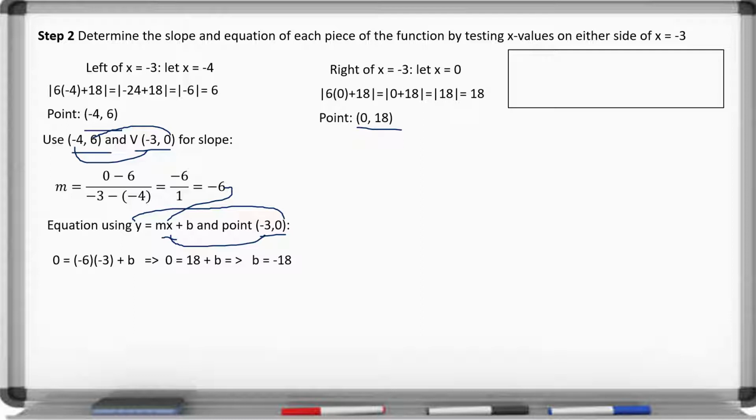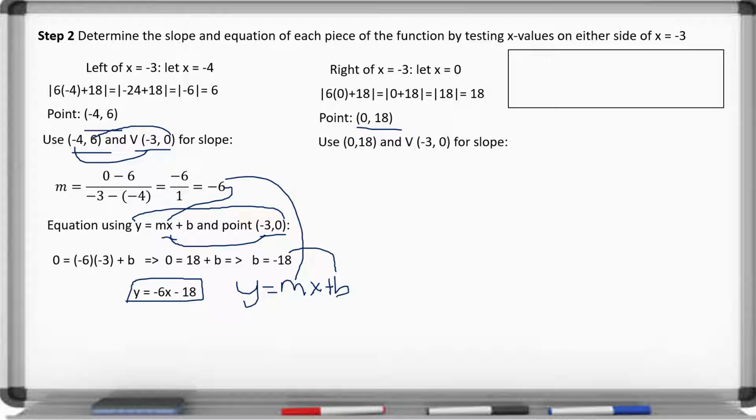So now we're going to plug this into y equals mx plus b. Again, it's not written down here. So that's b. Again, we said our m is negative 6, and that's how we get y equals negative 6x minus 18.